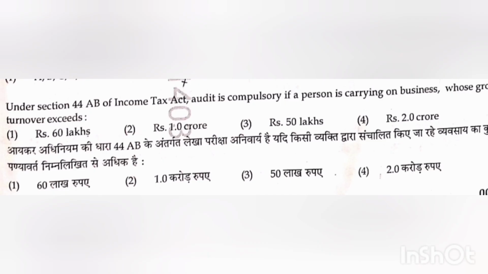Next question. Under section 44AB of income tax, audit is compulsory if a person is carrying on business whose gross turnover exceeds rupees 1 crore. So the answer is option number 2, rupees 1 crore. Earlier this limit was 15 lakh, but after the amendment the amount is increased up to rupees 1 crore.